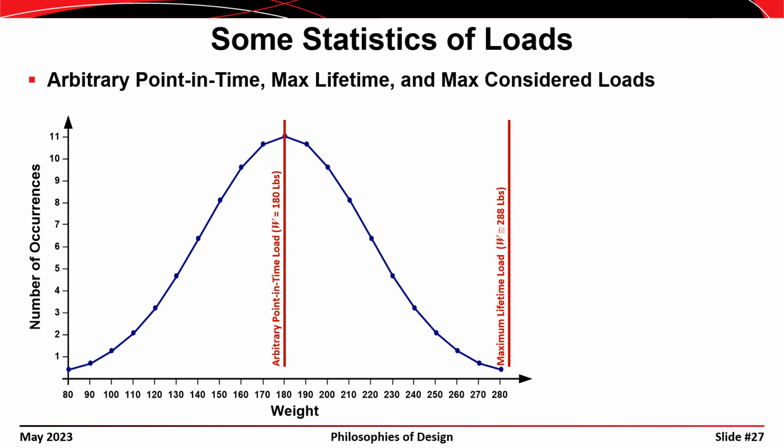So remember, the largest student, or the heaviest student in the room, I think weighed somewhere around 300 and some pounds. So the maximum considered load would be 460 pounds. So that gives you an indication of what these three load levels are like. So you have the arbitrary point in time load, the maximum lifetime load, and the maximum considered loads.